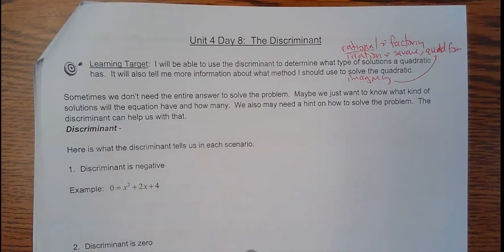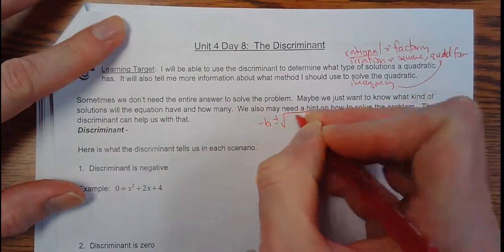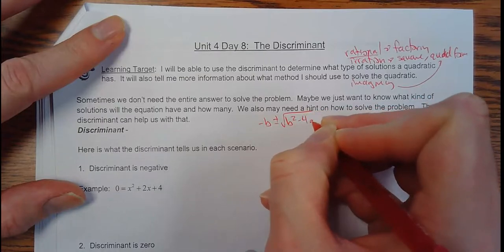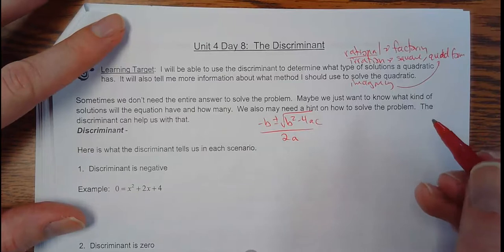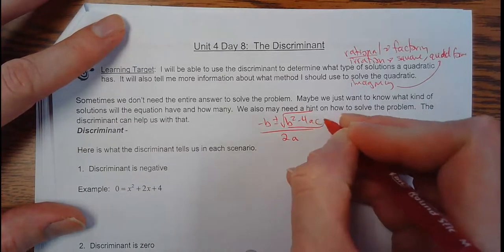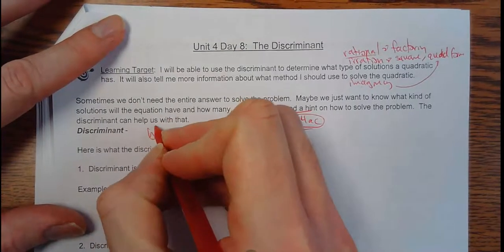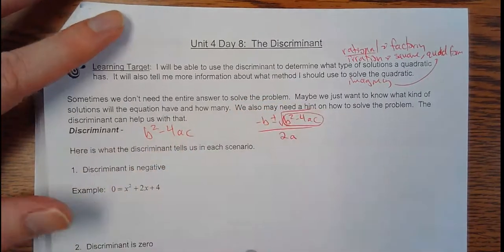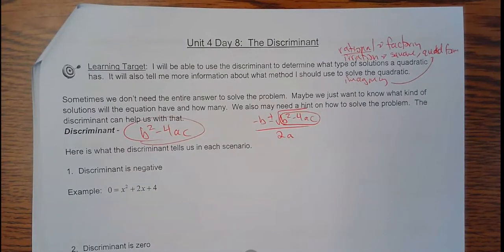So the discriminant is actually part of the quadratic formula. If you remember, negative b plus or minus the square root of b squared minus 4ac, all over 2a. Just a chunk of this is called the discriminant. So this part right here actually can help you determine what kinds of solutions you'll have. So b squared minus 4ac is the part that tells you whether they're rational, irrational, or imaginary.